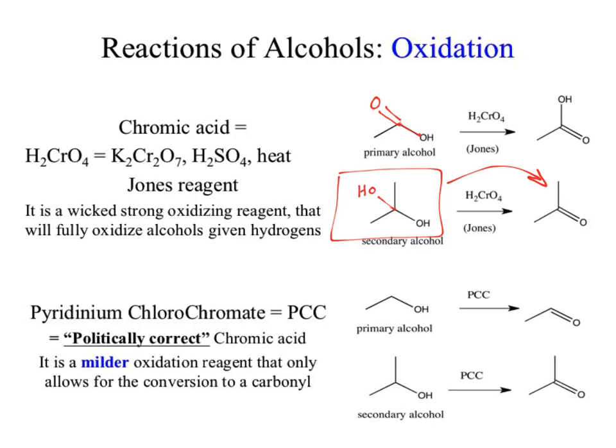Notice I don't have any tertiary alcohols on my list. Why not? There's no hydrogen on a tertiary alcohol, which means what happens when I add chromic acid to it? Nothing. Absolutely nothing. So we're only looking at the primary alcohols and the secondary alcohols. Okay? So that's chromic acid. It'll take your alcohols down to either ketones or carboxylic acids.